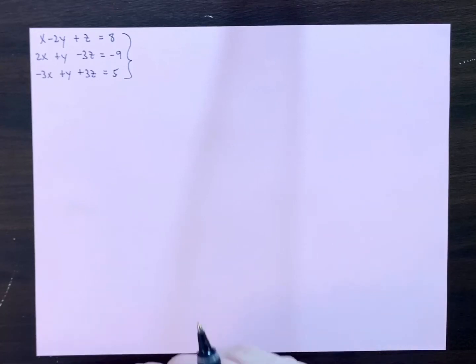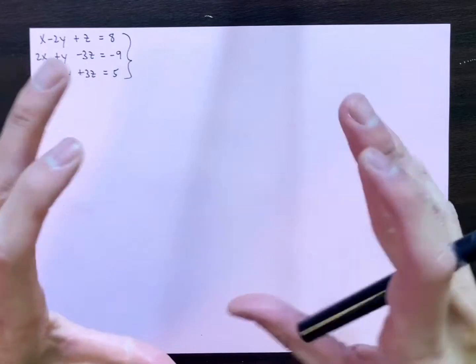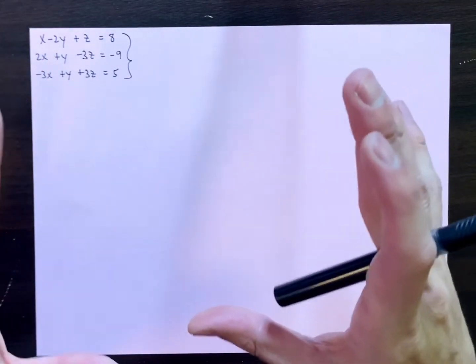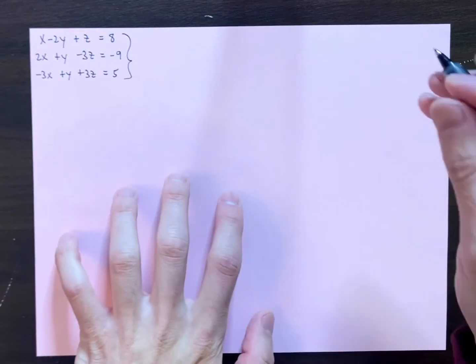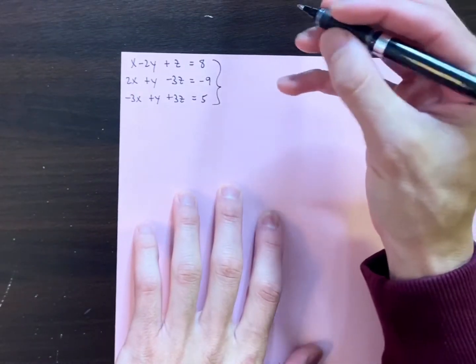All right, so we're going to use Gauss method to solve this system of equations. We're going to take this system and transform it into a matrix, and we're going to reduce it to reduced row echelon form. I'll explain what that is in a moment. For now, let's turn this into an augmented matrix.